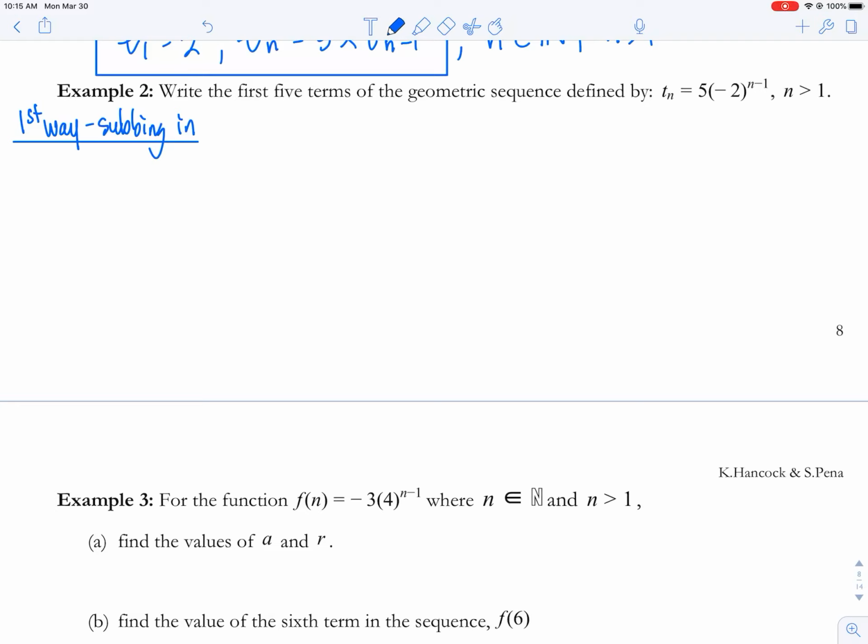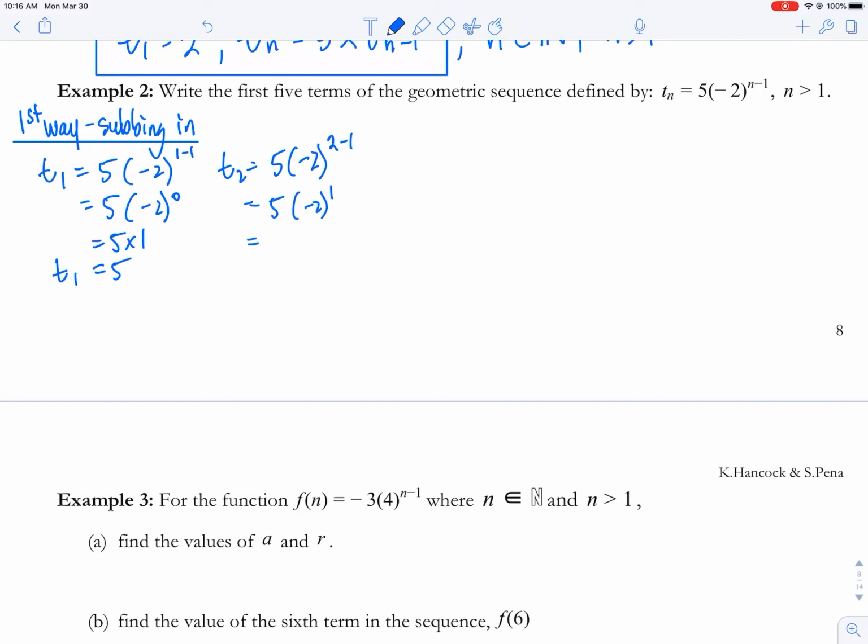So if I sub in t_1, that's going to equal 5 times minus 2 to the 1 minus 1. So that's going to be 5 times minus 2 to the 0. So that's 5 times 1, that's 5. So I've got t_1 equals 5. t_2 equals 5 times minus 2 to the 2 minus 1. That's 5 times minus 2 to the 1. That's 5 times minus 2. So that gives me t_2 is minus 10.